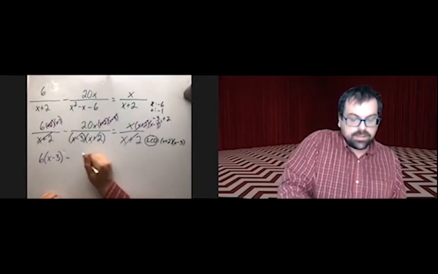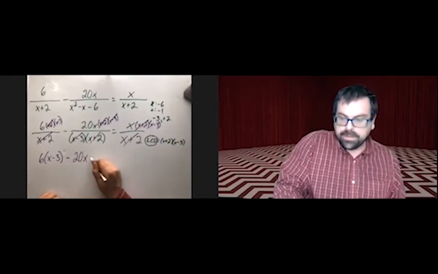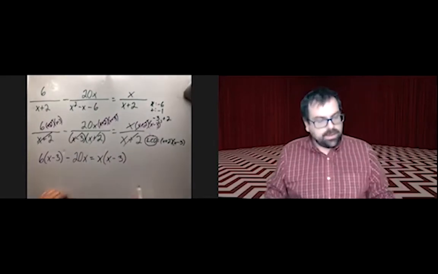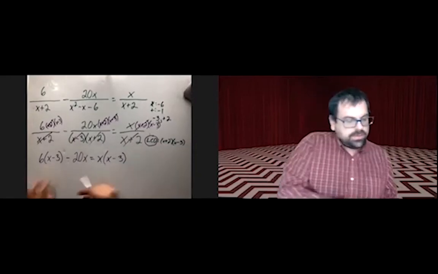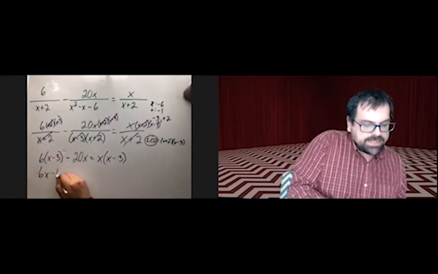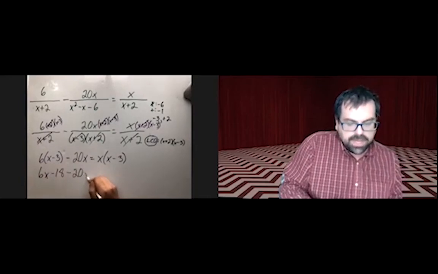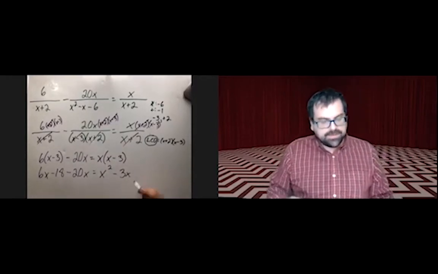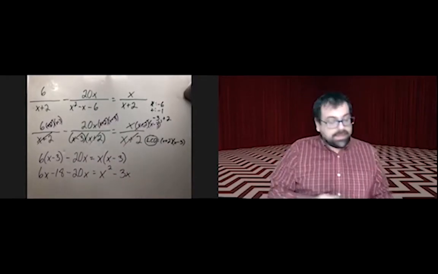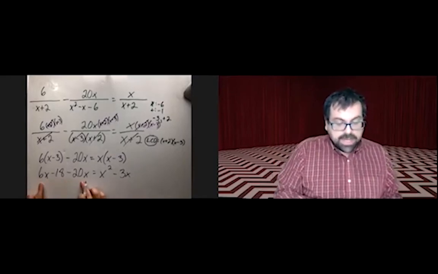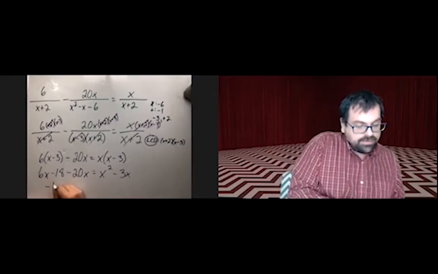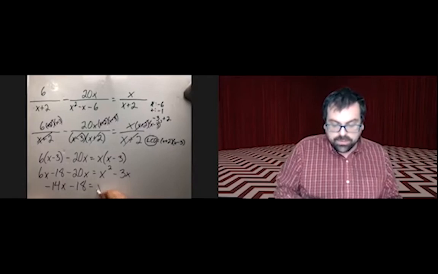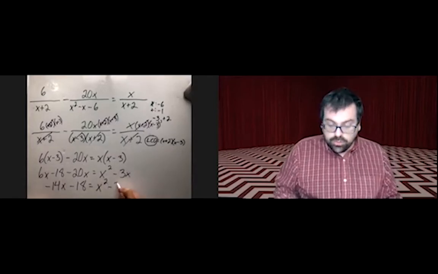minus 20x equals x times x minus 3. Distribute: 6x minus 18 minus 20x equals x squared minus 3x. Combine like terms, 6x minus 20x, negative 14x, minus 18 equals x squared minus 3x.